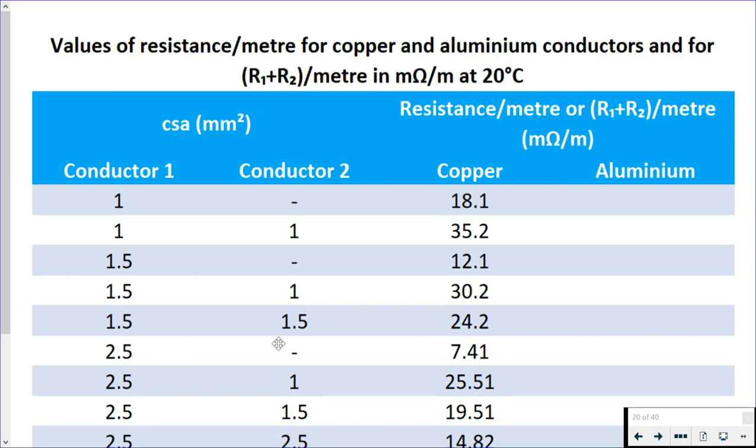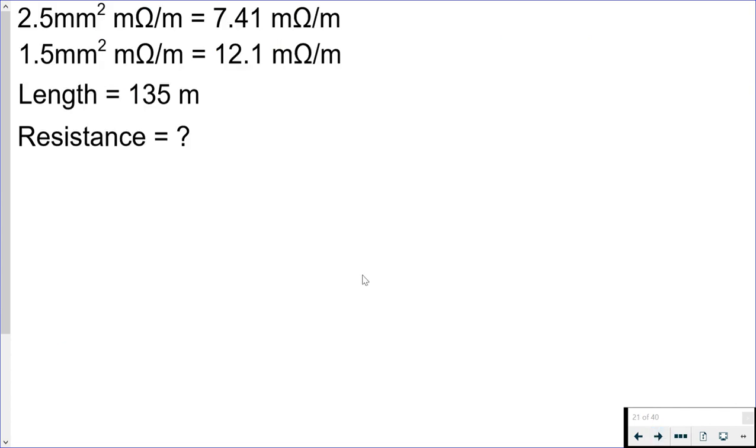So we have a 2.5mm squared line conductor. Rather than using the 2.5 and the 1.5 value, what we're going to do is use the 2.5mm squared conductor as an individual cable, and we'll use the 1.5mm squared conductor's milliohm per metre for the protective conductor. So we're going to use this 7.41 milliohms per metre value and this 12.1 milliohms per metre value. So we have a loop length of 135 metres.